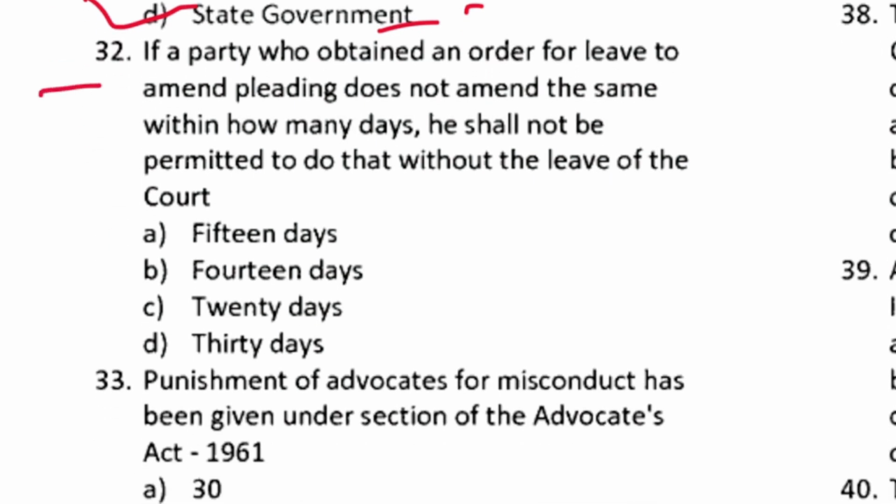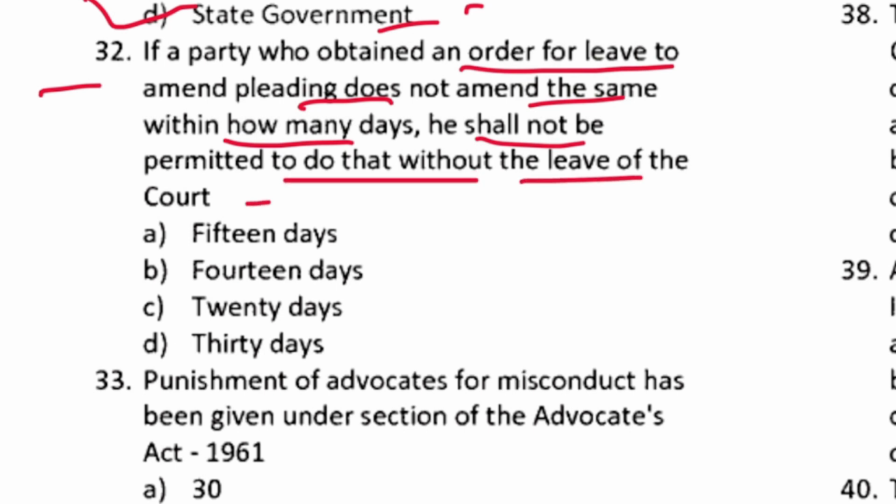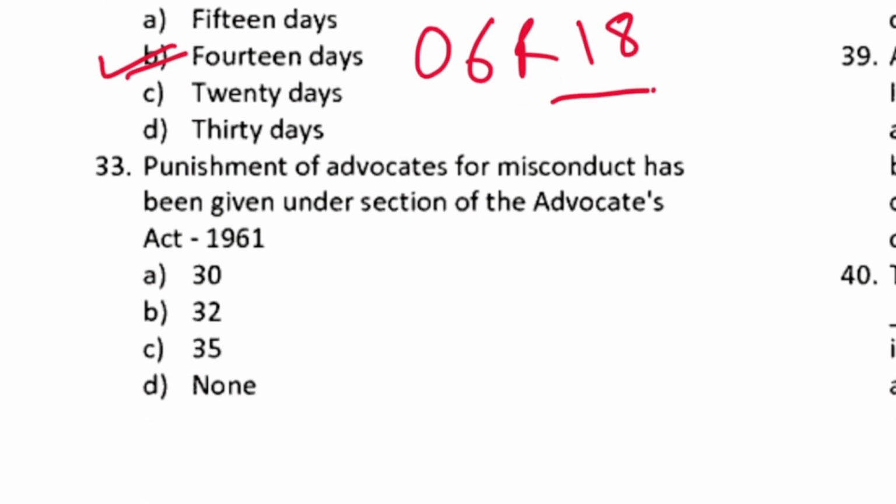Next 32. If a party who obtained an order for leave to amend pleading does not amend the same within how many days, he shall not be permitted to do that without the leave of the court? Within 14 days. B is the answer. It is mentioned where? Order 6, Rule 18.